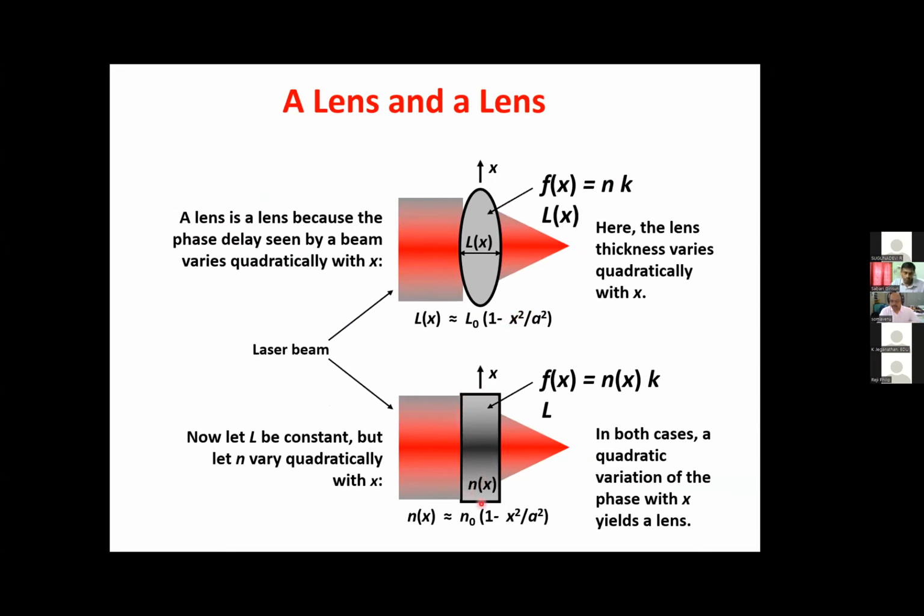Similarly, if you have a nonlinear material, you need not have a convex surface. You can have a simple plane surface. Even then, because n of x varies as x squared, the whole thing will act like a lens. Depending on whether n2 is positive or negative, this beam will get focused or defocused. That's what is in your Z-scan experiment. Your sample acts like a lens. Either it is a positive lens or a negative lens.